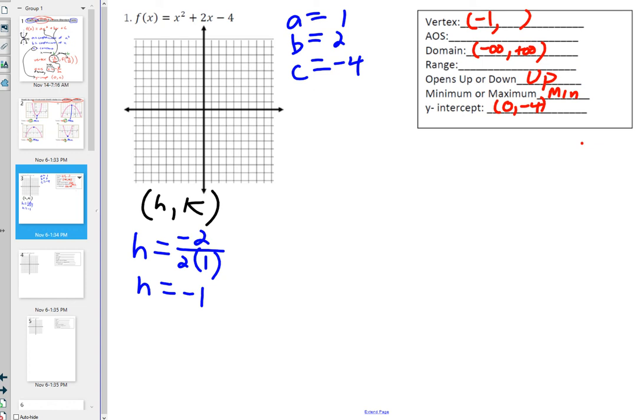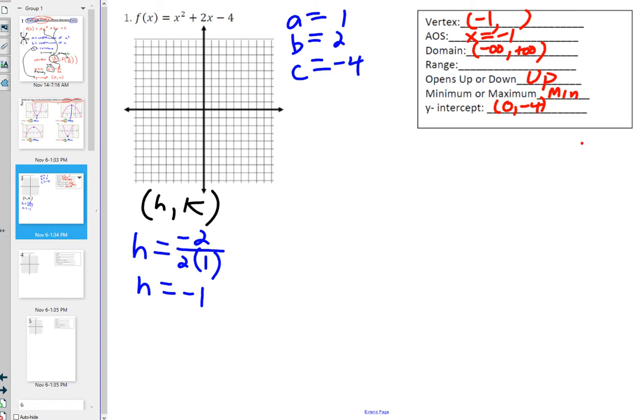And what does AOS stand for? Axis of symmetry. I actually know that because the axis of symmetry you were told was x equals h. And I now know h. So I would just write x equals negative 1. Remember that the axis of symmetry is like a mirror. It's an invisible line where on either side of that line, the parabola looks like a mirror image of the other side.